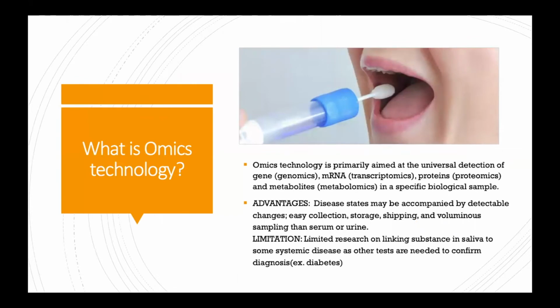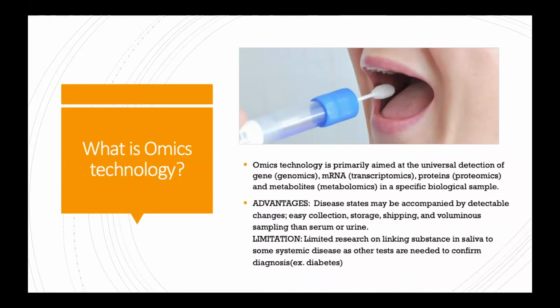So what basically is omic technology? It's primarily aimed at the universal detection of genes, mRNA, proteins, and metabolites in a specific biological sample. Just like in a blood sample, there are many things involved, and we check for their levels, for example red blood cells, white blood cells, or platelets, and we check for detectable changes and see if there's any disease condition present or not. Similarly, this omic technology is used with saliva, and we can check for various diseases or disorders or maybe any risk factors.